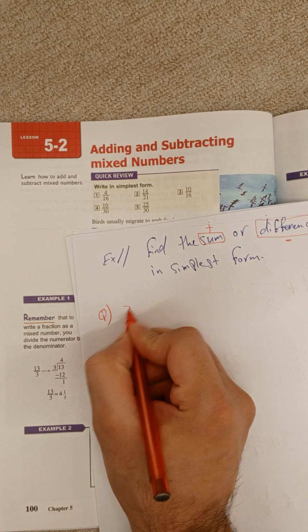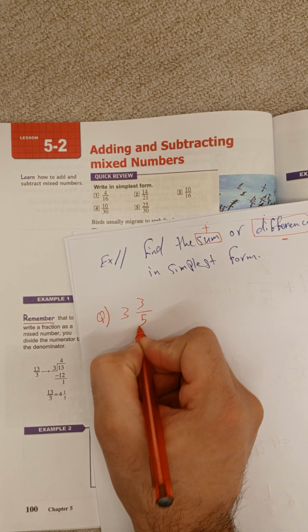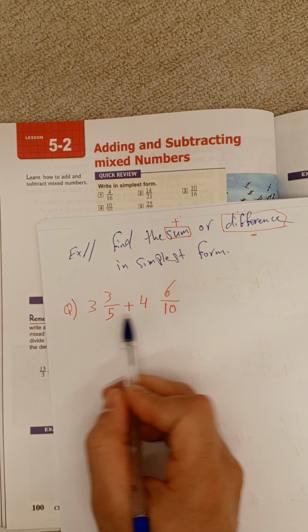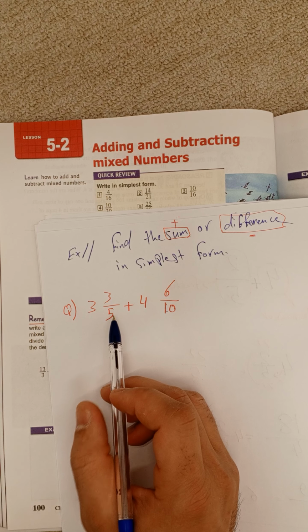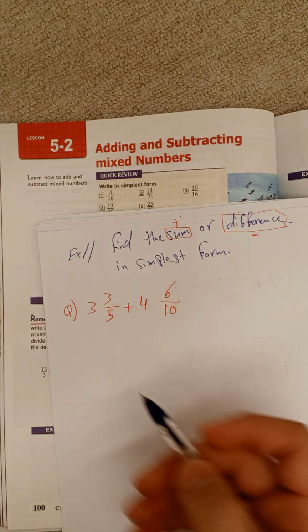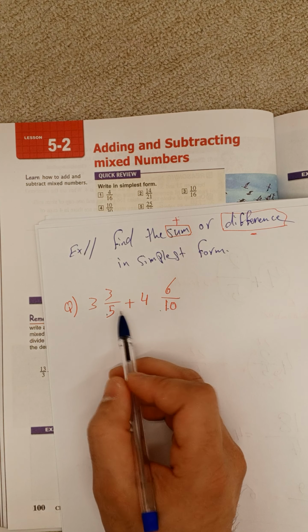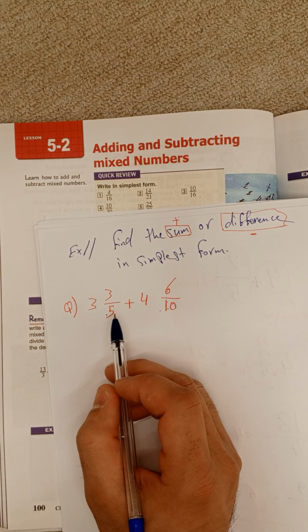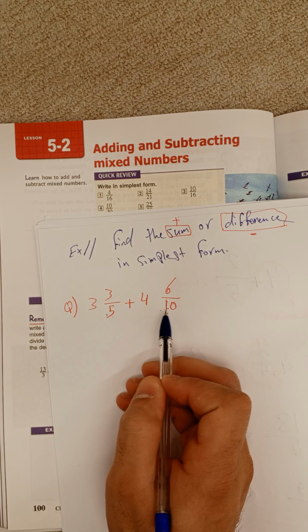If we have the mixed number like 3 and 3 over 5 plus 4 and 6 out of 10, how can we add these two mixed numbers? First, try to make the fractions the same denominator, like we studied in adding and subtracting fractions. This is the addition. We cannot add or subtract fractions if the denominators are not the same.